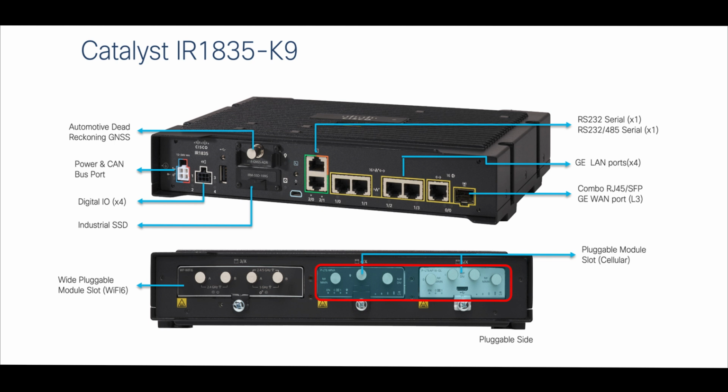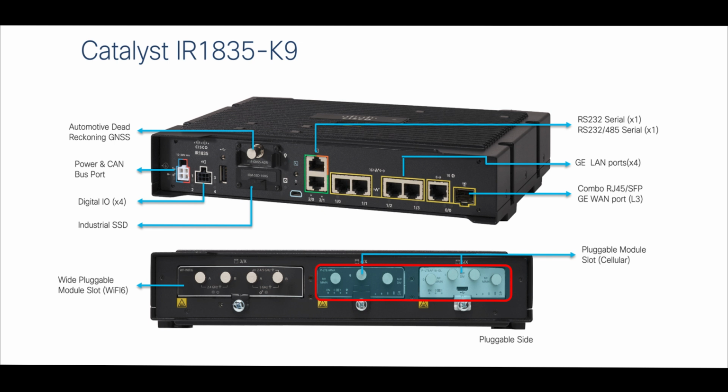This is an industrial router 1835 series. It's a dual modem, dual cellular Wi-Fi enabled router with PoE capabilities, serial interfaces, gigabit LAN ports. It also has a CAN bus and industrial SSD that you can use for additional storage. It also has an automotive dead reckoning system that you can use in case of signal interruption from GPS sources.